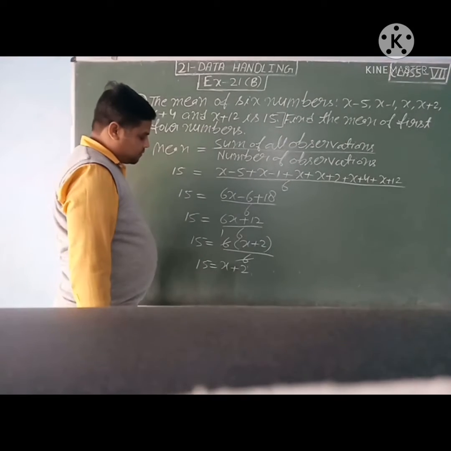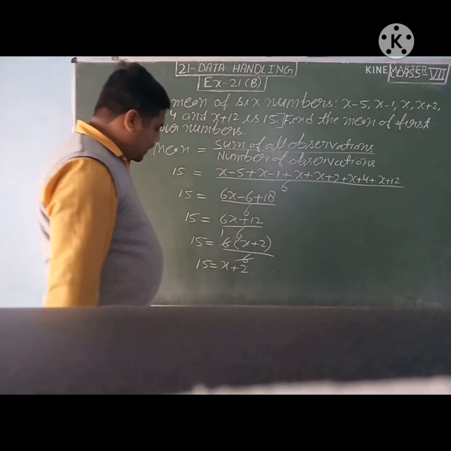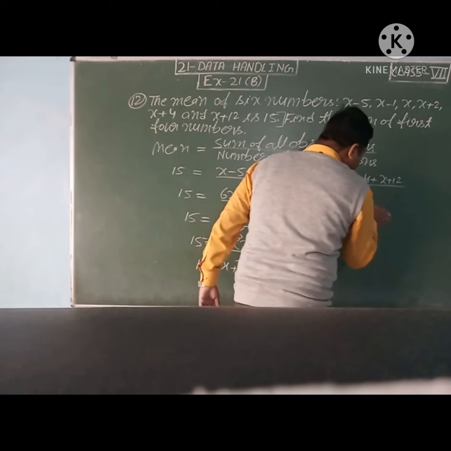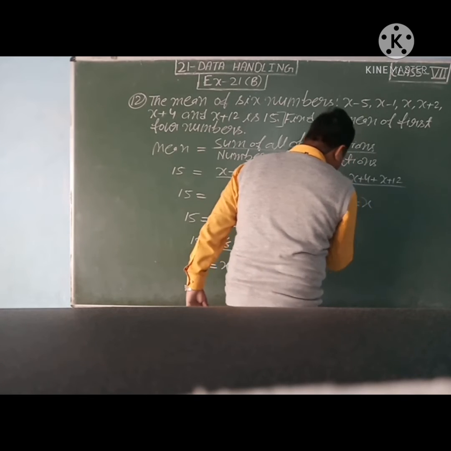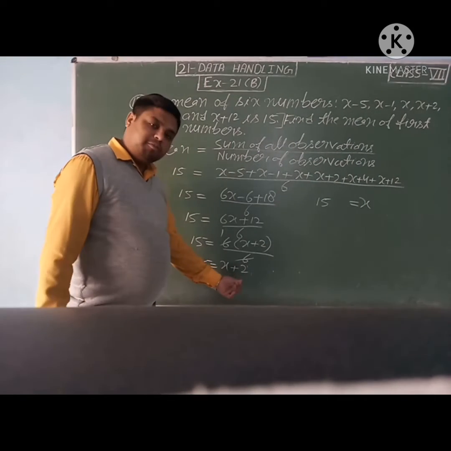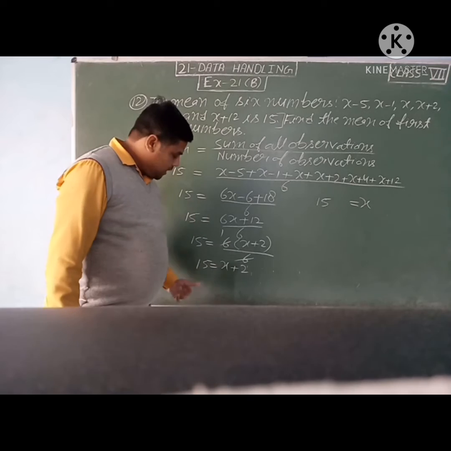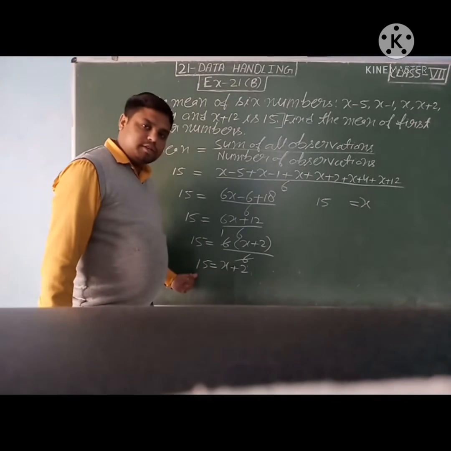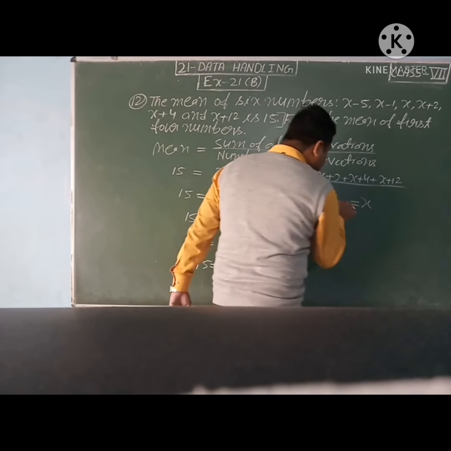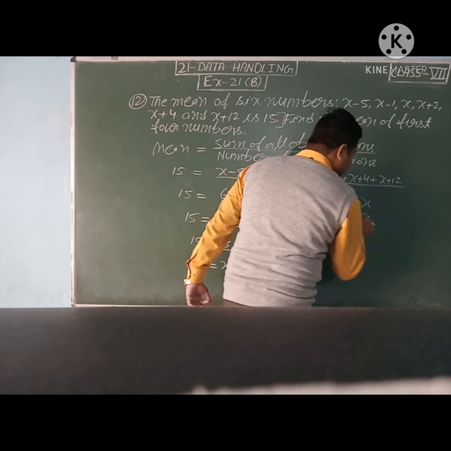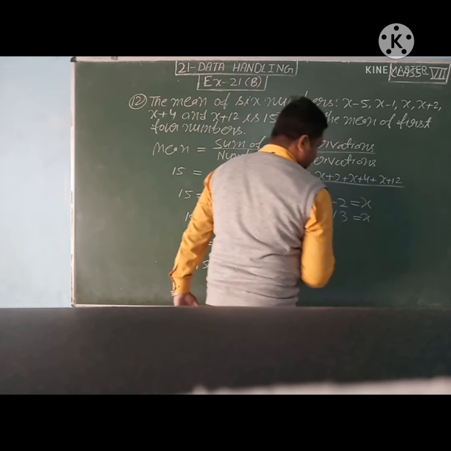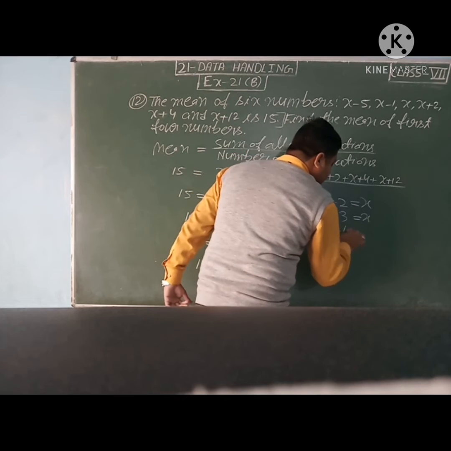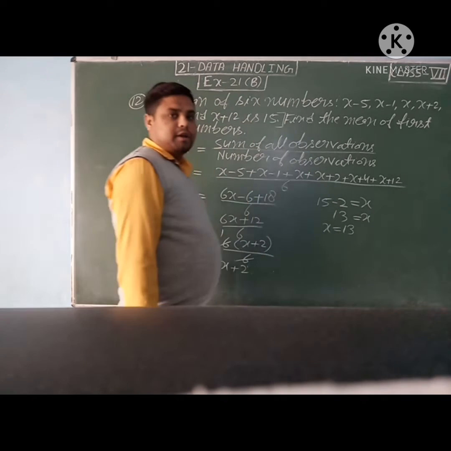So see, x is equal to 15. 2 is positive with x, come to LHS, it changes into negative. So minus 2. x is equal to 30. So students, the value of x is coming 30.